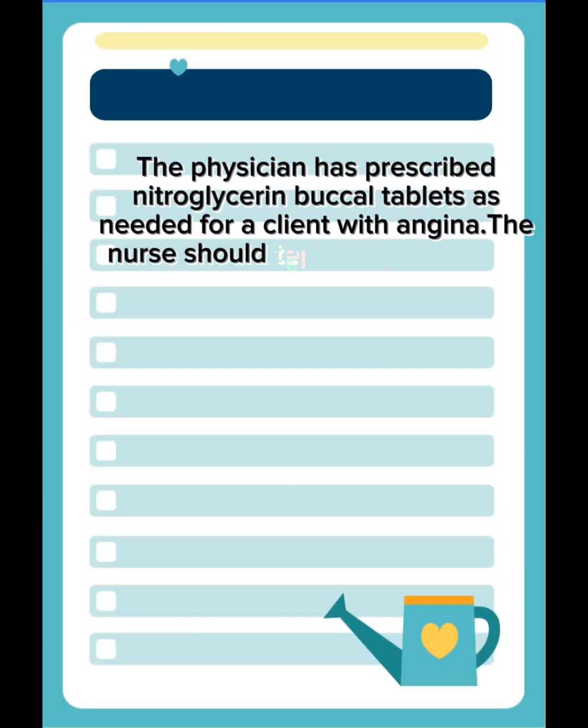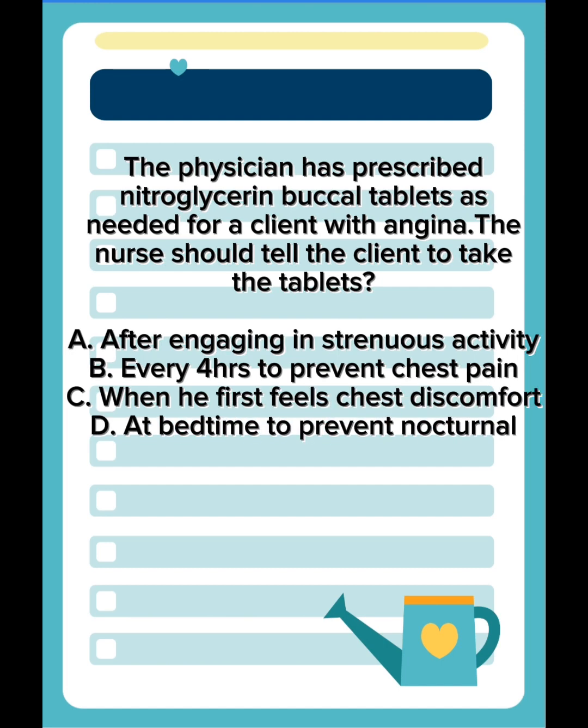The physician has prescribed nitroglycerin buccal tablets as needed for a client with angina. The nurse should tell the client to take the tablets A. After engaging in strenuous activity. B. Every 4 hours to prevent chest pain. C. When he first feels chest discomfort. D. At bedtime to prevent nocturnal angina. The right option is C.